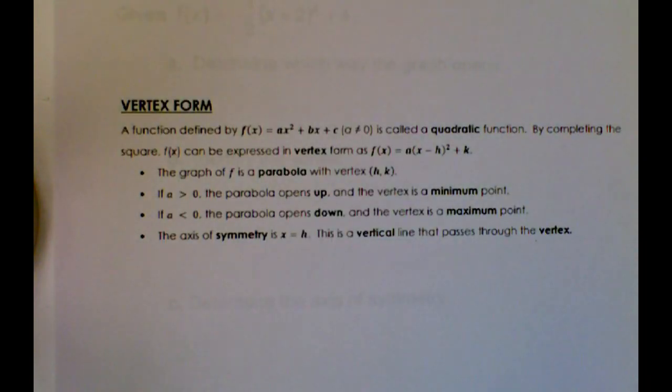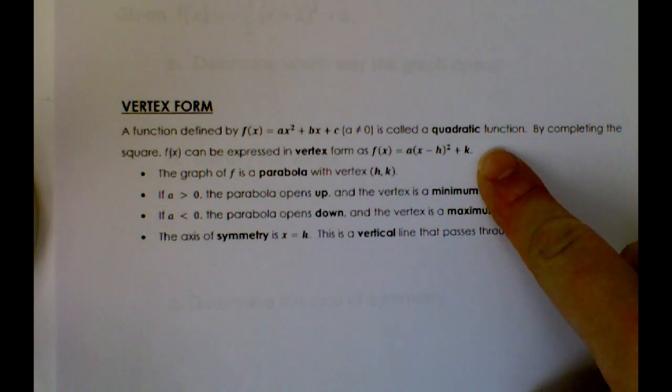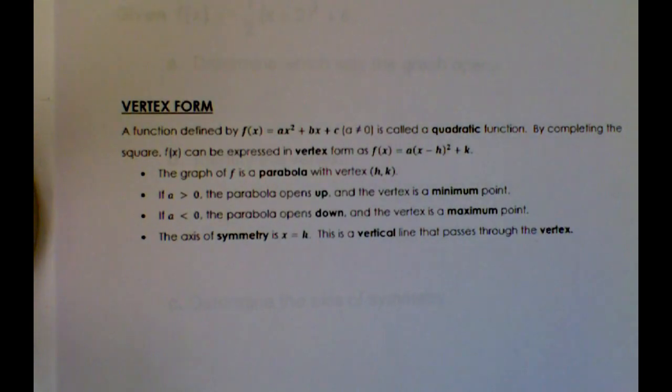We're going to talk about something called vertex form really quick. So our quadratic can be rewritten in vertex form by a method called completing the square, which we didn't really talk about. But vertex form would be a times x minus h squared plus k. The vertex of that parabola is h comma k.